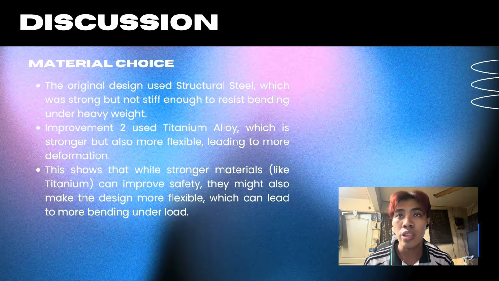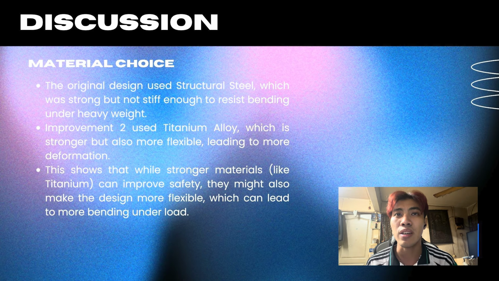Material choice. The original design used structural steel, which was strong but not stiff enough to resist bending under heavy weight. Improvement 2 used titanium alloy, which is stronger but also more flexible, leading to more deformation. This shows that while stronger materials like titanium can improve safety, they might also make the design more flexible, which can lead to more bending under heavy load.